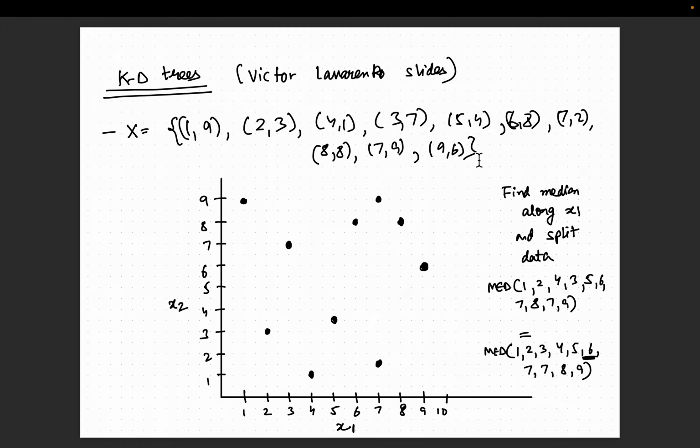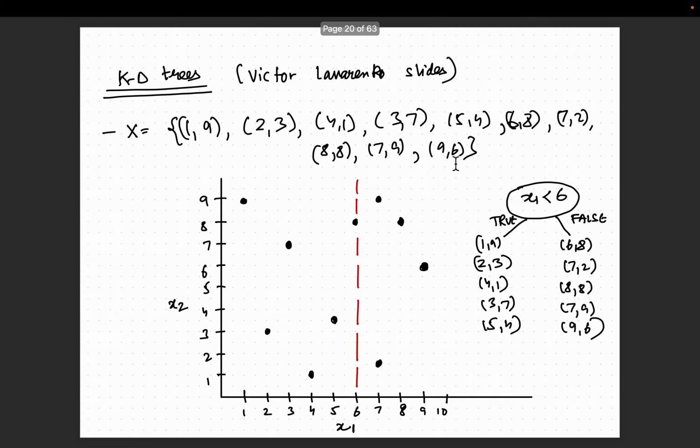I find the median of all the points along the x1 dimension. So I am looking at the first coordinate only: 1, 2, 4, 3, 5, 6, 7, 8, 7 and 9. I find the median across these and I get the number 6. Once I get 6, I draw this tree-like structure where x1 is less than 6, true and false. Because I've chosen the median, I get roughly half of the elements in this part of the tree and 5 elements in the right part of the tree.